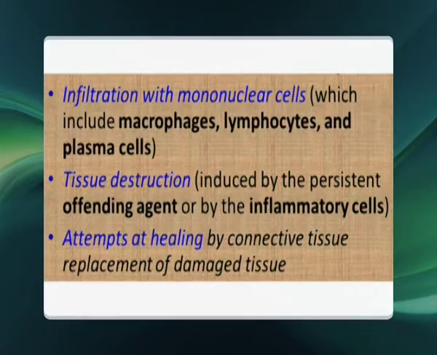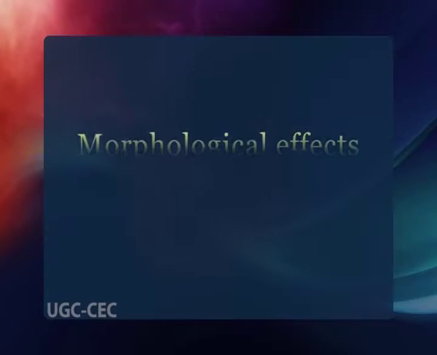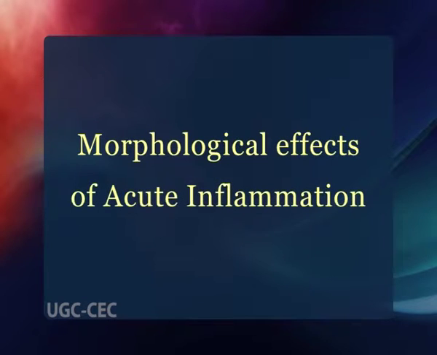Prolonged inflammation, known as chronic inflammation, leads to a progressive shift in the type of cells present at the site of inflammation, such as mononuclear cells, and is characterized by simultaneous destruction and healing of the tissue from the inflammatory process. Now, morphological effects of acute inflammation.